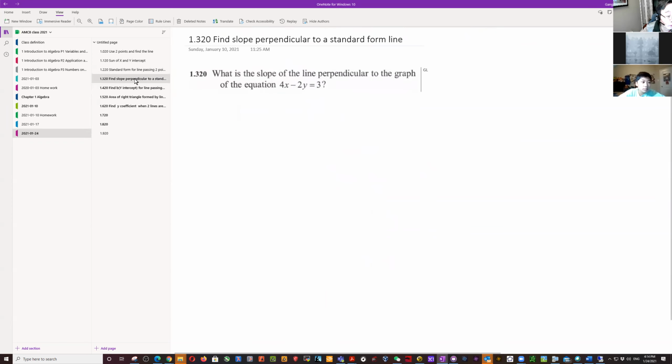I think we haven't done this yet. We did 4 and 5, so we don't have to do those two. And what is the slope of the line perpendicular to the graph of the equation? So first we need to convert this into the slope intercept form to find the slope. To do that, we basically need to solve for y.